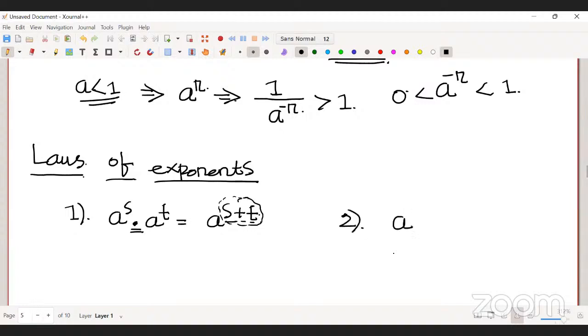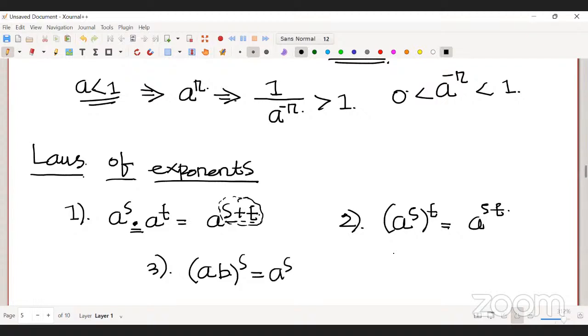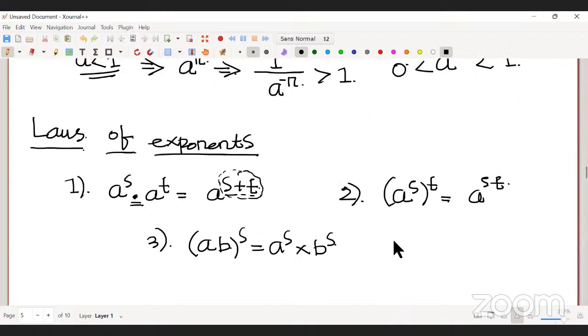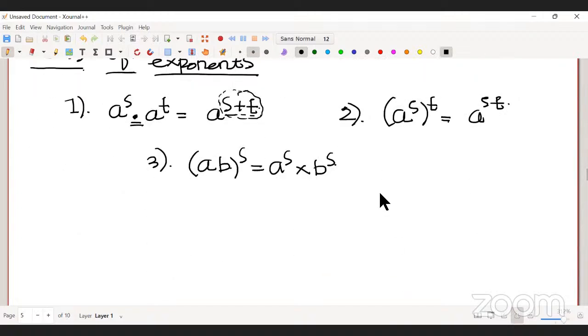The second property is a power s, power t, is nothing but a power st. And the third one is a b power s is nothing but a power s times b power s. So these are the properties of exponent. So let's define the exponential function.